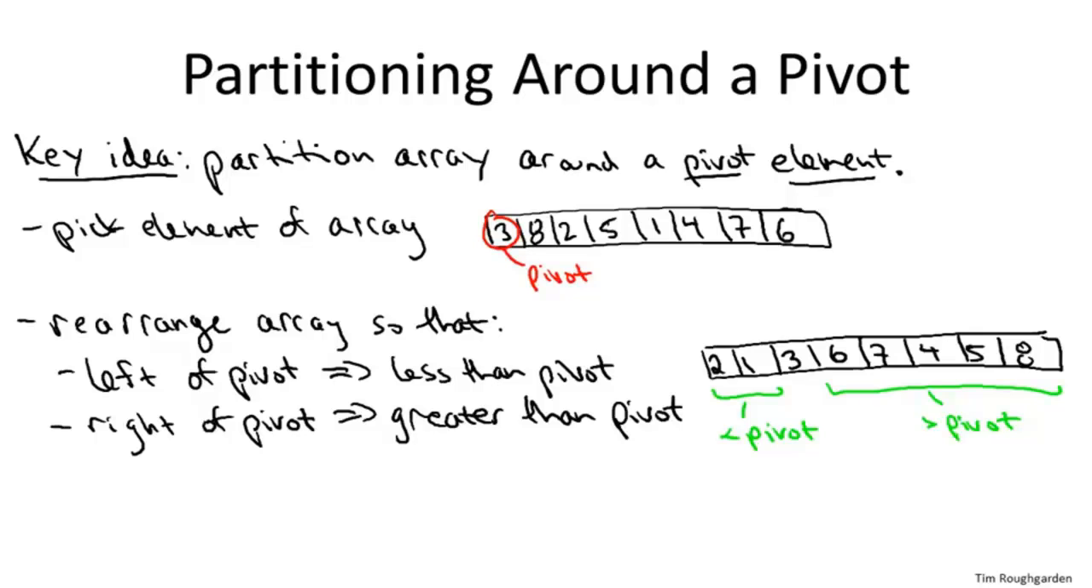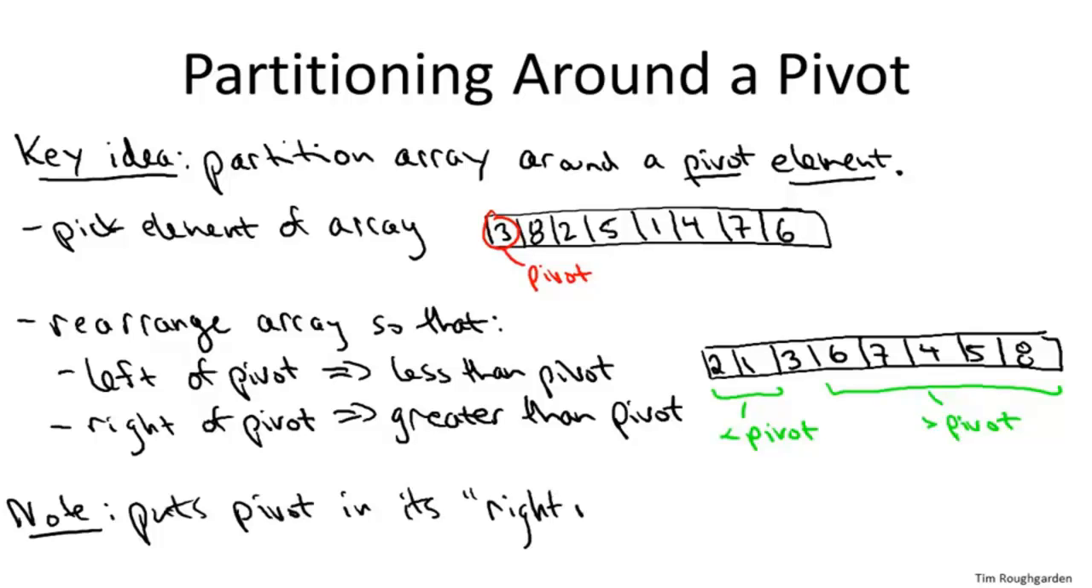So partitioning is certainly a more modest goal than sorting, but it does make progress towards sorting. In particular, the pivot element itself winds up in its rightful position. That is, the pivot element winds up where it should be in the final sorted version of the array. You'll notice in the example, we chose as the pivot the third largest element, and it does indeed wind up in the third position of the array.